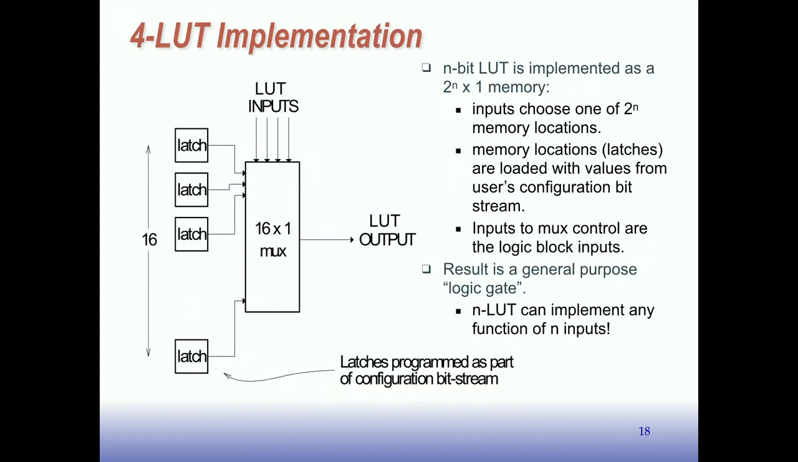Inside the LUT, it looks like this. This is a picture of my 4-input LUT, okay, lookup table. It is a lookup table. The table is here, and we look it up. We look up the answer to this function using a multiplexer. So here for a 4-LUT, there are 16 latches, and there's a 16-to-1 multiplexer that has 4 inputs. Those inputs to the LUT are the inputs to the multiplexer.